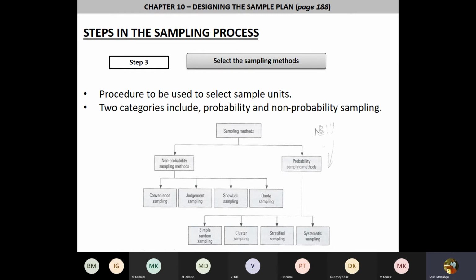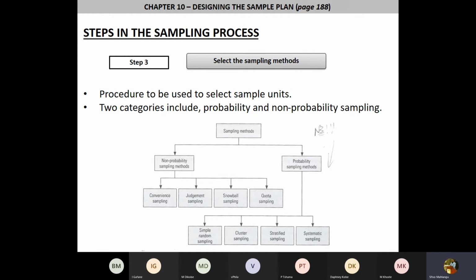So in summary, convenience is based on ease of collecting data. Judgment is based on who I'm looking at and whether they qualify, on my own judgment. Snowball is other respondents suggesting or recommending other respondents, and quota is whether they qualify on demographics.